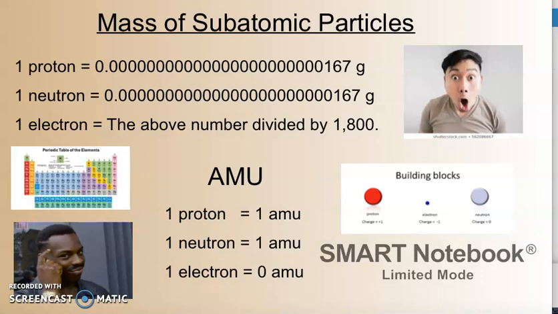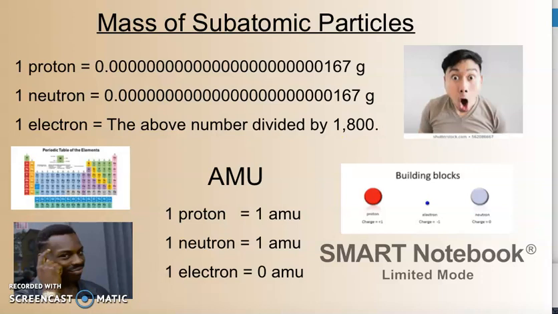The size or the mass of a proton, neutron, and electron are very, very small. But there are two of them that are about the same mass, and that is the proton and the neutron. Scientists think they've narrowed it down to a proton being about 0.000...167 grams. Same thing with a neutron. An electron is even smaller: if you take the incredibly small proton or neutron and divide it by 1,800, you'd get the approximate mass of an electron. So those are some really, really hard numbers to work with.